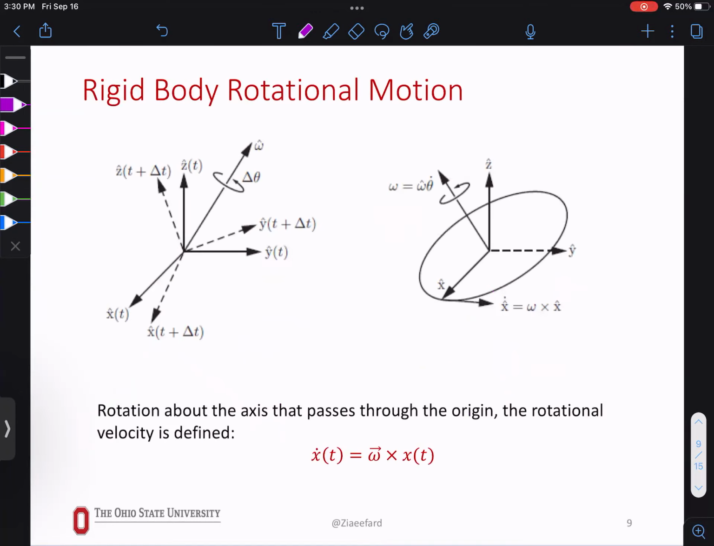Now, whenever we have rotational motion, then it becomes more interesting because we have angular velocity.